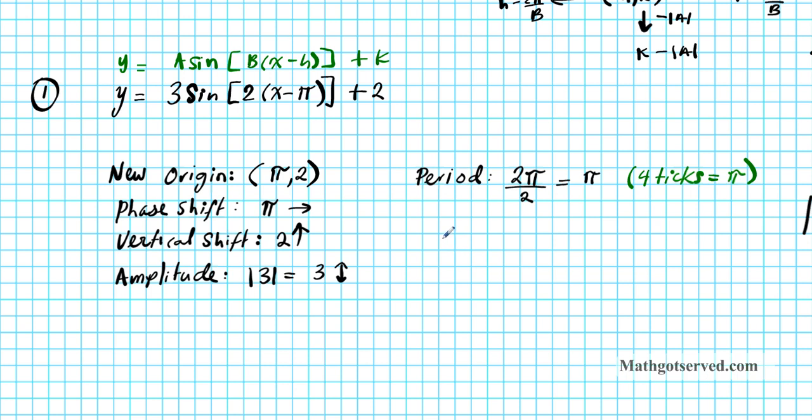And then we have the frequency. Frequency is the reciprocal of the period. The period is pi, so the frequency is 1 over pi.